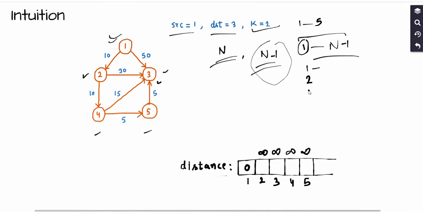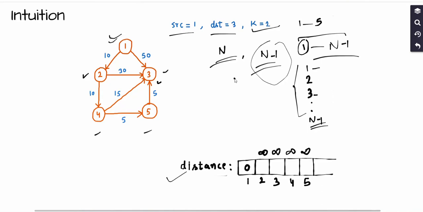Then I find the shortest distances which have at max 3 edges in the path, and so on till n minus 1 edges. Fine. After I end this process, I have my distance array prepared, where I have the shortest distance till each node of the graph. So this is how the Bellman-Ford algorithm works.